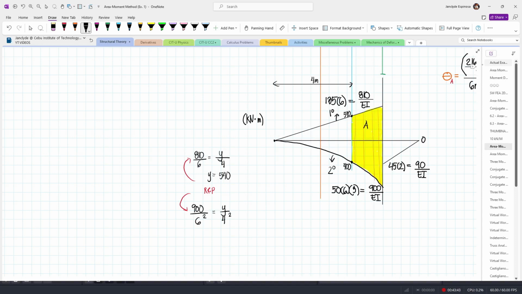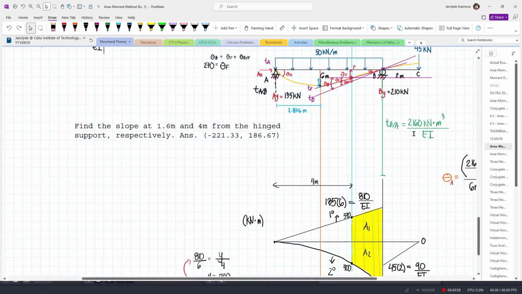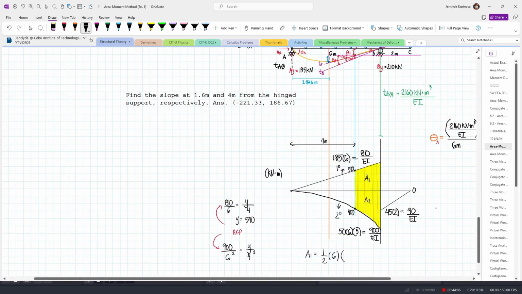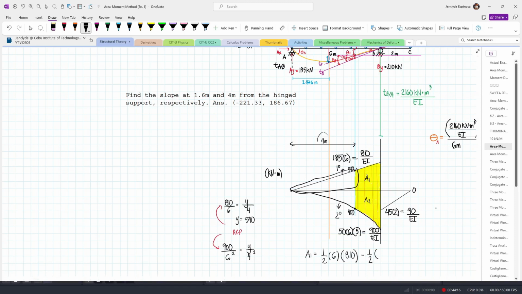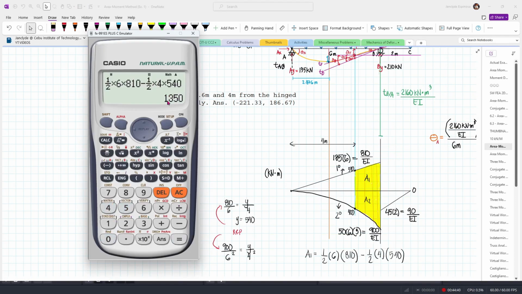Now again, itong yellow area is the whole triangle minus this smaller triangle. So we have A1 and A2, and then A1 is, again, the whole triangle, which is 1/2 times base, which is 6 meters, the total base, times a height of 810, and then minus this triangle, we have 1/2 times a base of 4 meters times a height of 540. And so solving A1, we have 1,350.